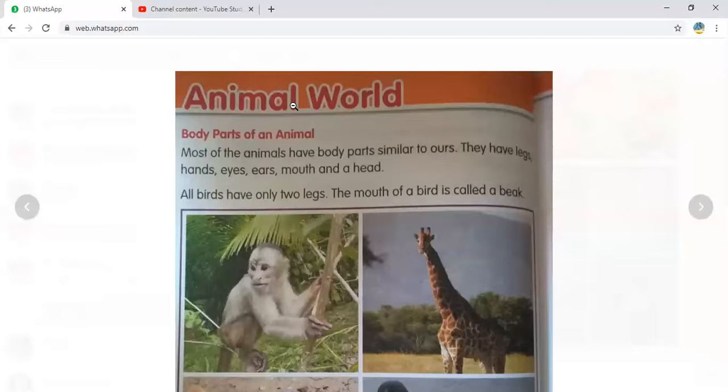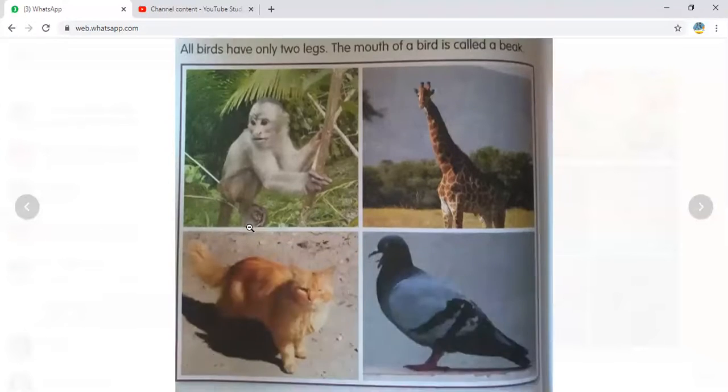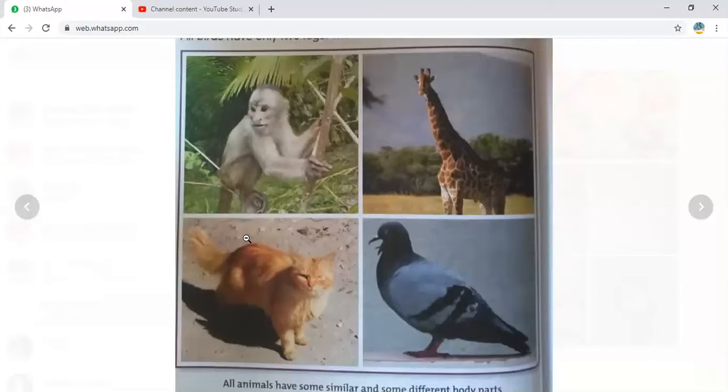Okay, next you can see the image here. First picture, what is that? Monkey. A monkey has two legs and two hands. For the giraffe also you can see four legs. Big animals have four legs. Sometimes they can use them like hands also. Cat. And the fourth one is a bird.